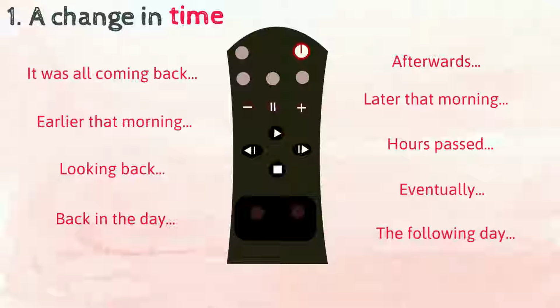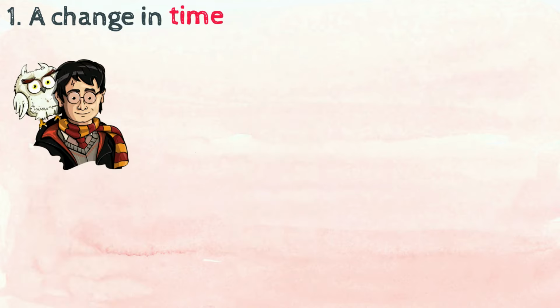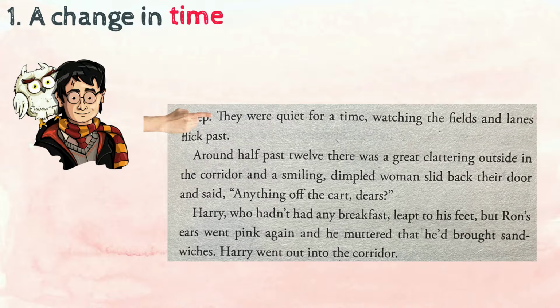Something that deserves a special mention is the word meanwhile. It's a good idea to begin a new paragraph when you use this word, and it basically means that you are pausing your story to explain something that is happening at the same time. Let me show you an example from Harry Potter that puts this rule into practice.